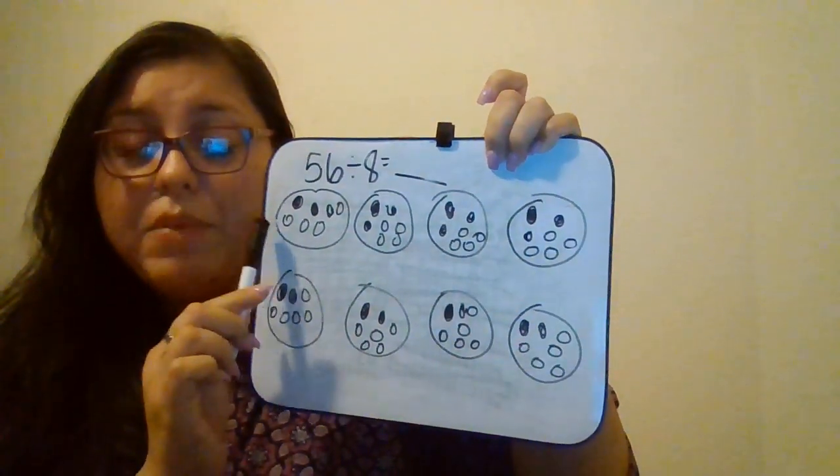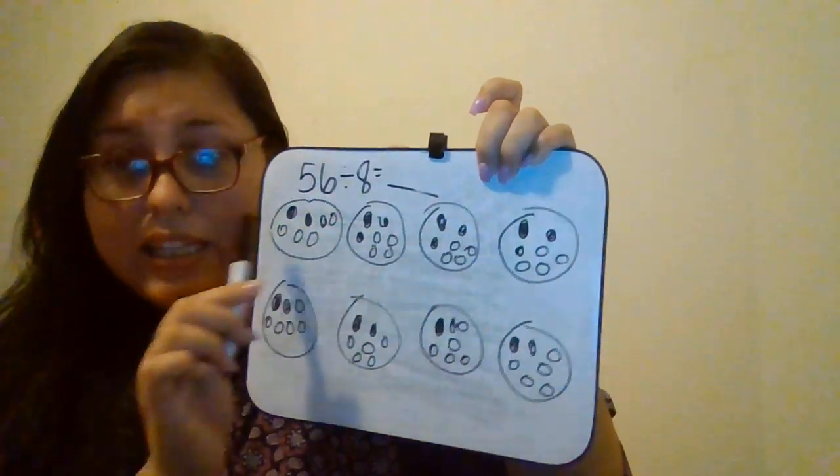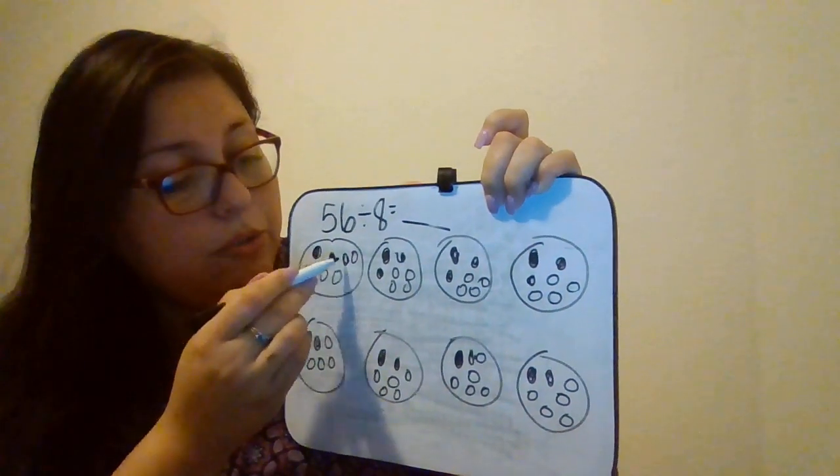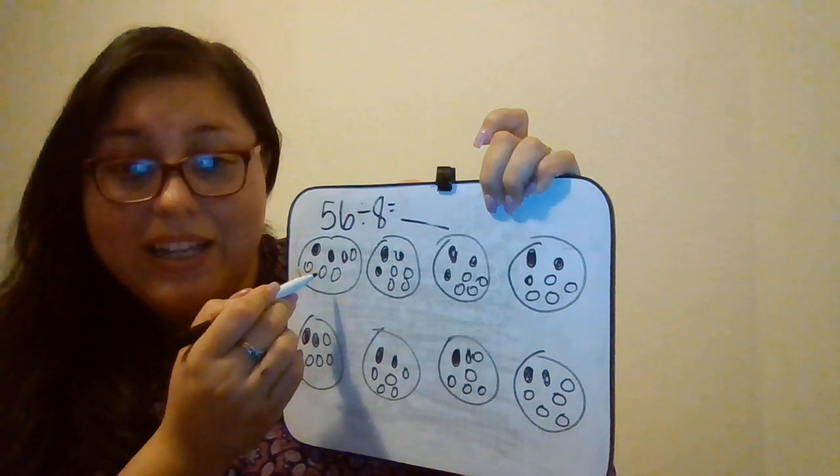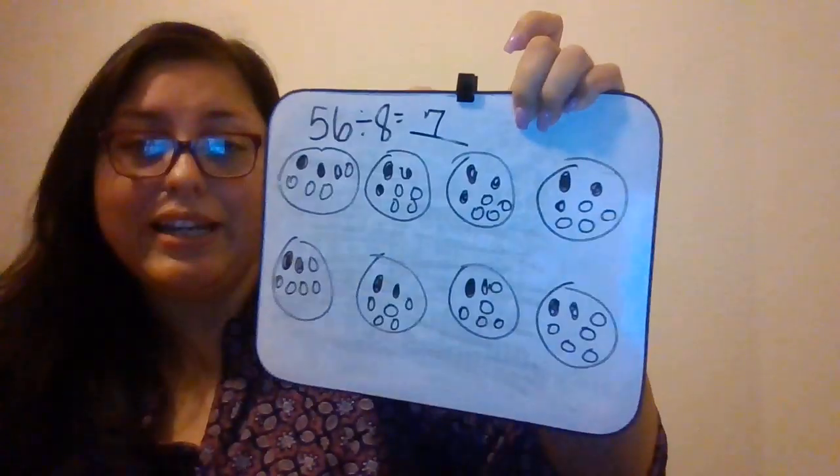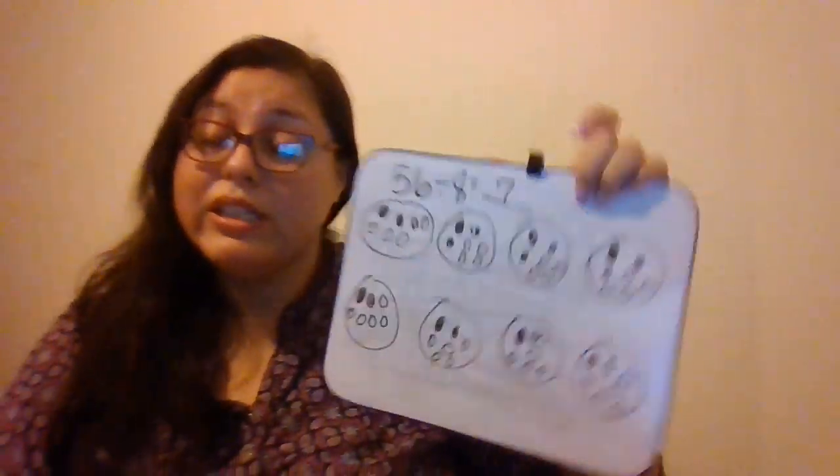And now I count how many is inside the groups. 1, 2, 3, 4, 5, 6, 7. So 7 is my answer. So this is how you do the groups, just to practice. You can choose what you like, how you want to do this one.